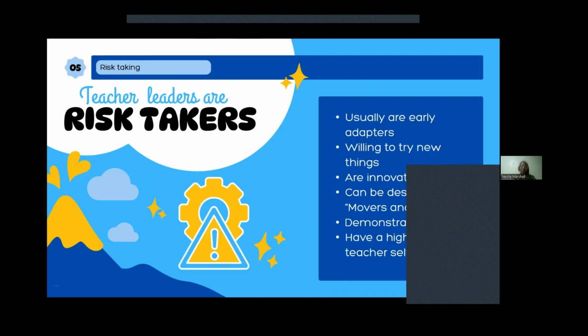Teacher leaders are risk takers. Are you a risk taker? In this presentation, I want you to examine yourself while you listen to the attributes and characteristics of teacher leaders. Is it something that you do at the current point in time, or is it something that you need to improve? Teacher leaders are risk takers, and they're usually the early adopters. Remember, in Rogers' diffusion theory, the early adopters are the ones at the front that really take that change by the horns and put their all into it to ensure the success of that change in the school. They're the movers and shakers, and they demonstrate resilience even in facing difficulties and challenges.